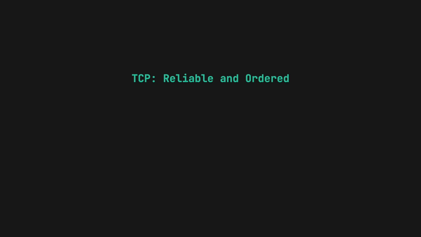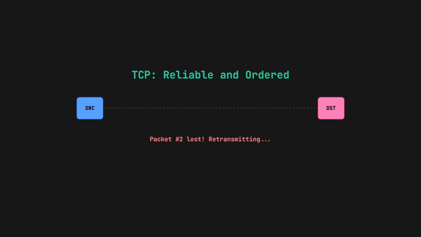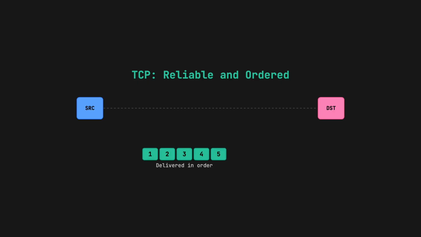Layer 4, transport, TCP versus UDP. This is a common trade-off discussion in interviews. TCP, or the Transmission Control Protocol, this is the internet's workhorse. It is connection-oriented and stateful. It's got reliability, it guarantees packets arrived. If one is dropped, it resends it. Ordering, it guarantees packets are reassembled in the correct order. Flow and congestion control. It prevents the sender from overwhelming the receiver or the network. Default assumption: use TCP unless you have a specific reason not to.